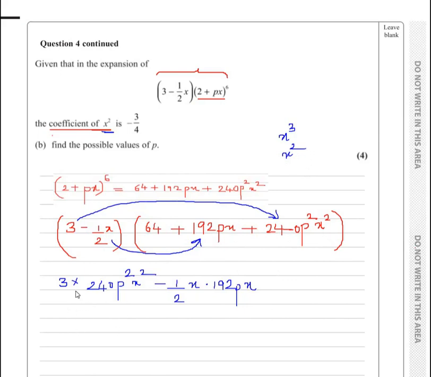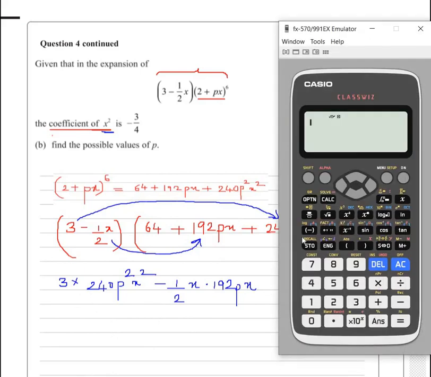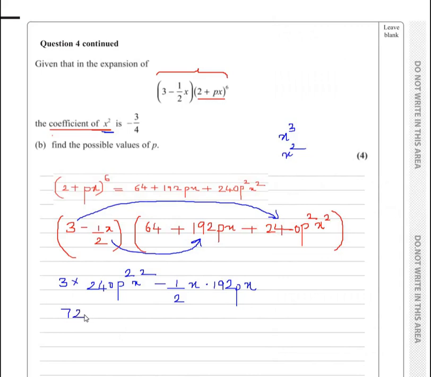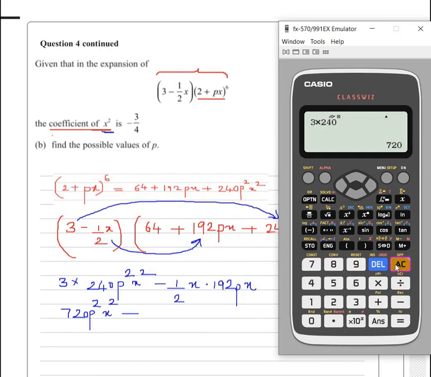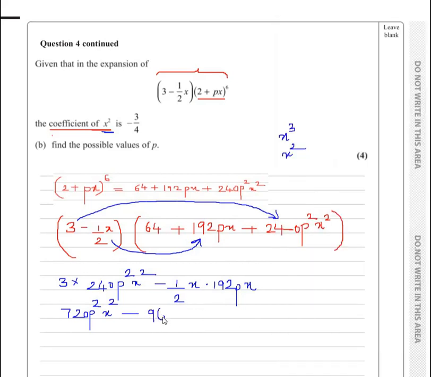Now let me simplify this. This will be equal to 3 into 240, which gives us 720 p square x square, then minus half into 192. It is nothing but we have to just divide 192 by 2. That will give us 96. So it becomes 96 p x square. As you can see, we have got x square terms.